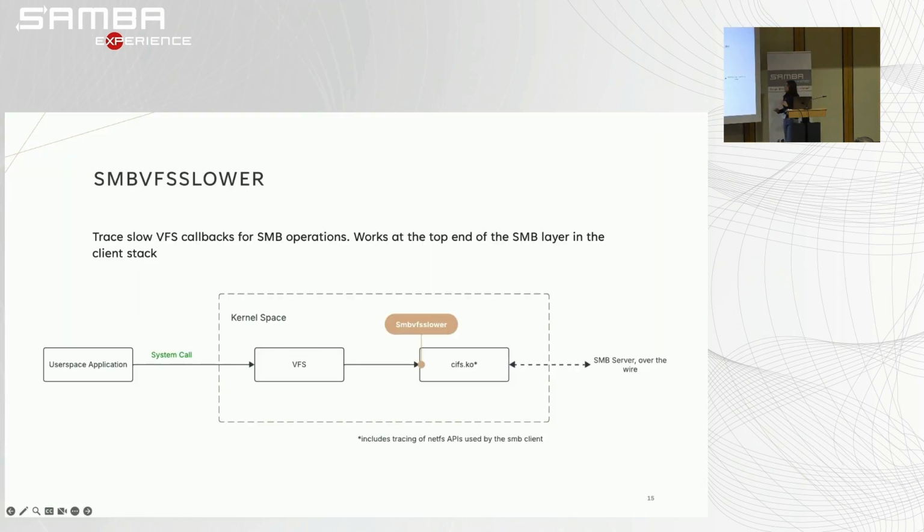So now we had a tool for the bottom end. Now there's a tool for the top end as well. You can trace slow VFS callbacks for SMB operations. It works at the top end, closer to the VFS. Basically, it traces the time when you enter a VFS callback and when you exit from it.